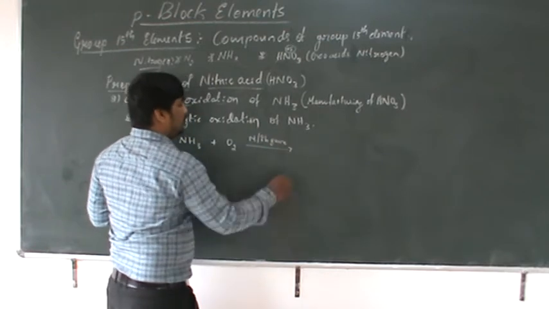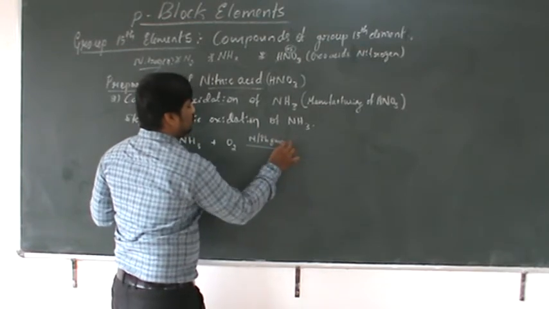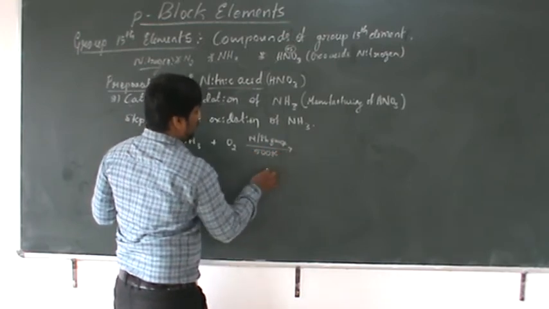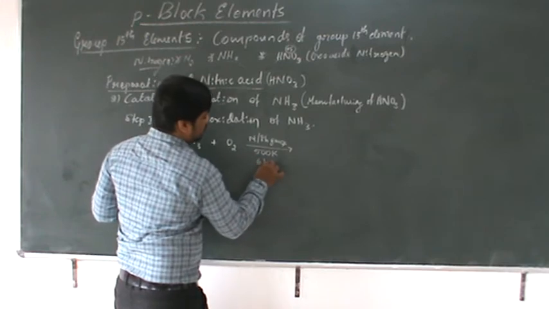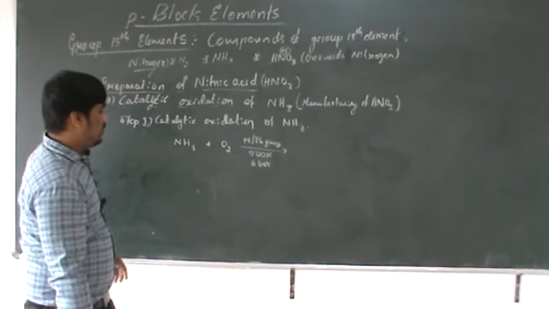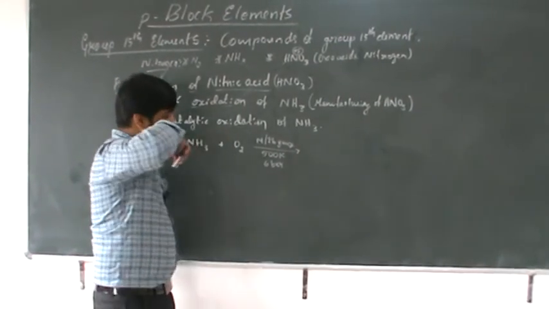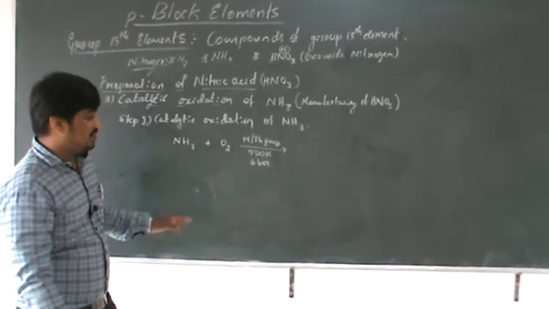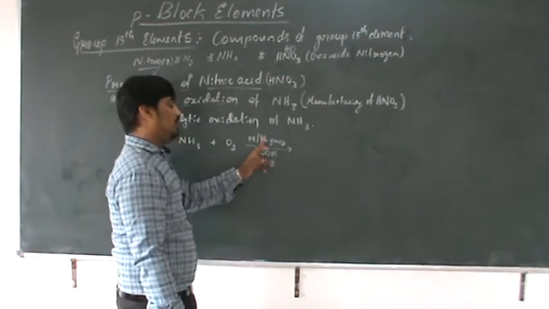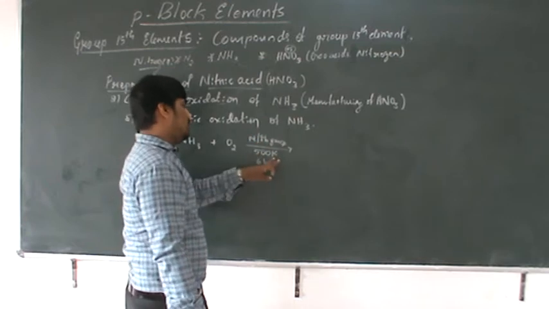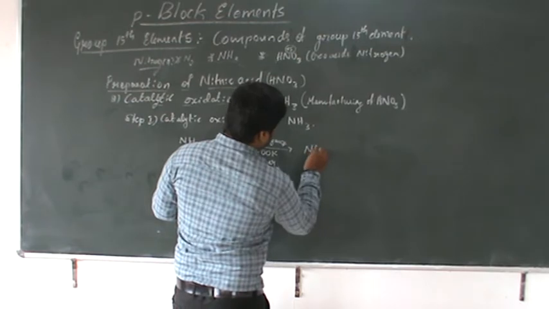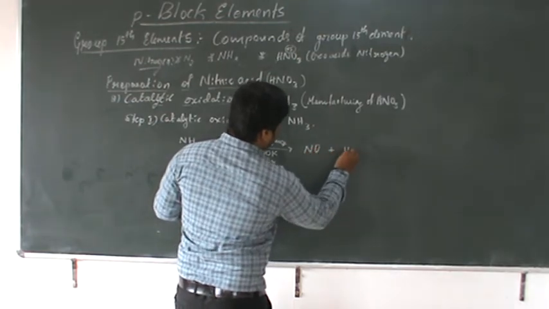Okay, platinum or rhodium gauze is used at around 500 Kelvin temperature and 6 bar pressure. So this much of condition is required for this oxidation. Direct oxidation is not observed in this case. When ammonia is oxidized with the help of platinum or rhodium gauze around 500 Kelvin and 6 bar pressure, it initially produces nitrogen monoxide and water.